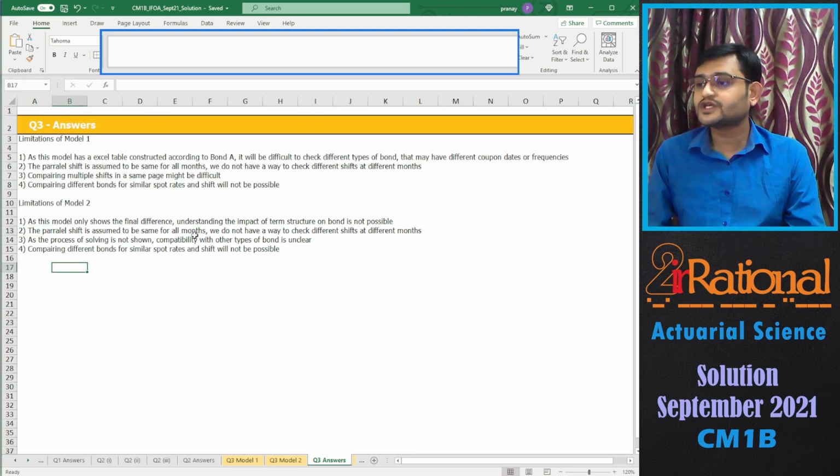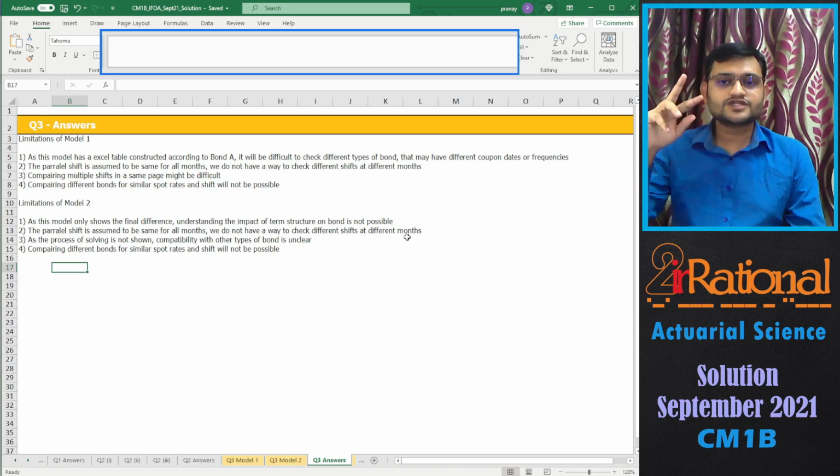is assumed to be same for all months. We do not have a way to check different shift at different months. So this is common for both of them.